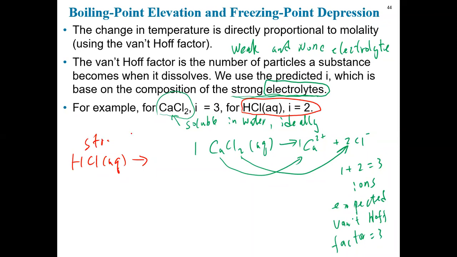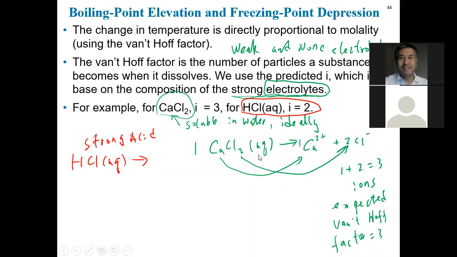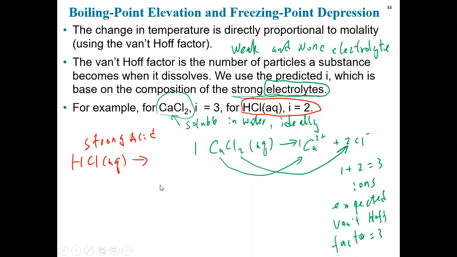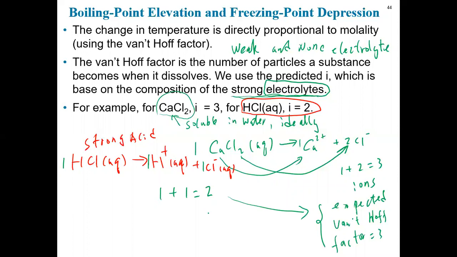Strong acid, as we know, becomes 100% dissociated, ionized. So you have 1 H+ aqueous, then you have 1 Cl- aqueous. You can also think about it with the coefficients: there's 1 HCl, 1 H+, and 1 Cl-. Therefore, you have 1 + 1 = 2. So our expected Van't Hoff factor i equals 2.